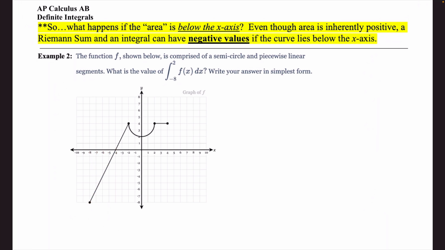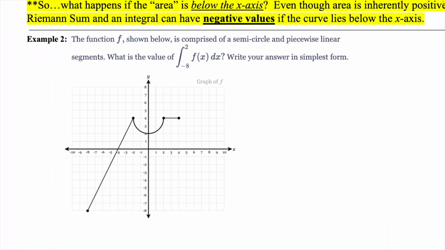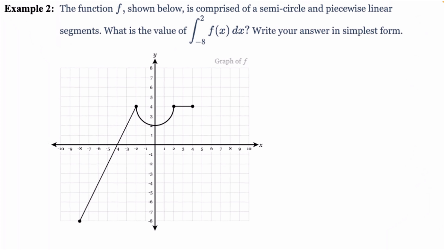And any area under the x-axis is always negative. Always negative. Okay? So this goes from -8 to 2. That's what the integral says, from -8 to 2. So let's draw the bounds, to positive 2. So we don't go all the way to the end, we just go right there.